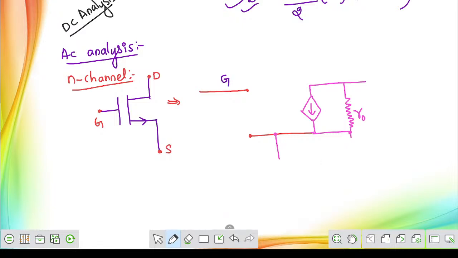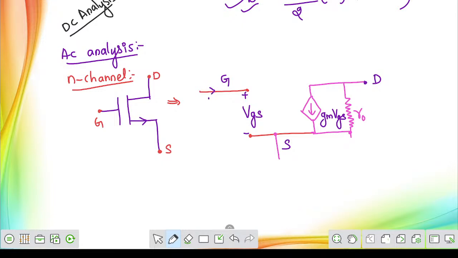First one is the gate terminal, this is the source terminal, and of course, this is going to be your drain terminal. Totally, we have three terminals. And here, on the gate to source side, you will have a voltage called gate to source voltage VGS. And this can be represented as transconductance gm into gate to source voltage VGS. Understood, sir? So this is the complete representation.